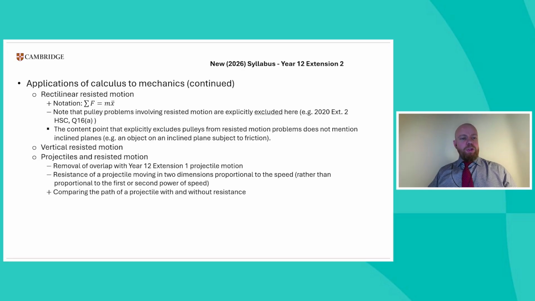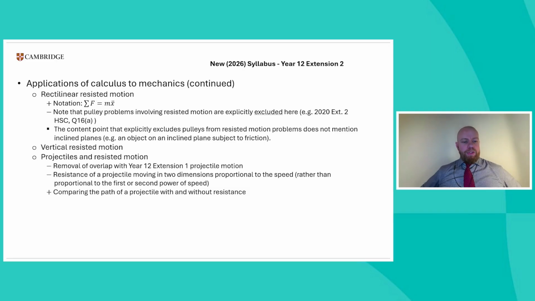And perhaps I'm being too pedantic here, but that same syllabus content point that excludes pulleys from resisted motion does not exclude inclined planes. So just keep an eye on that. I would expect that something moving down a plane experiencing friction, that to me is fair game.